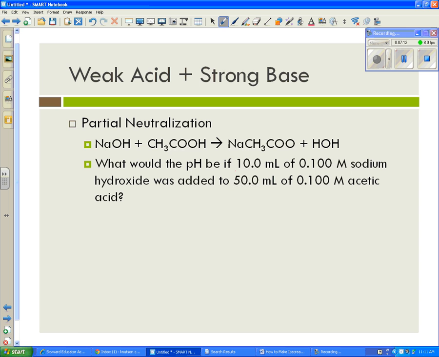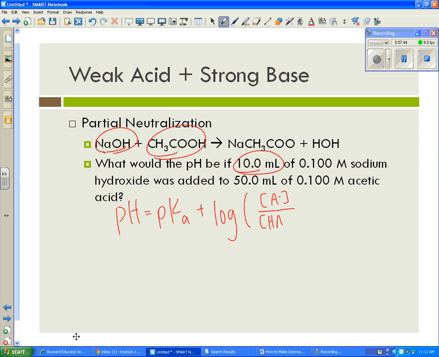In this particular problem, we're only adding 10, which makes this a partial neutralization. This means that we're going to have excess acid after we've added the base. Because we have a strong base and a weak acid, let's talk about how we will use this equation to solve this particular problem. We need to know the Ka for the acid, which is 1.8 times 10 to the minus 5th. So we have that to plug in here.